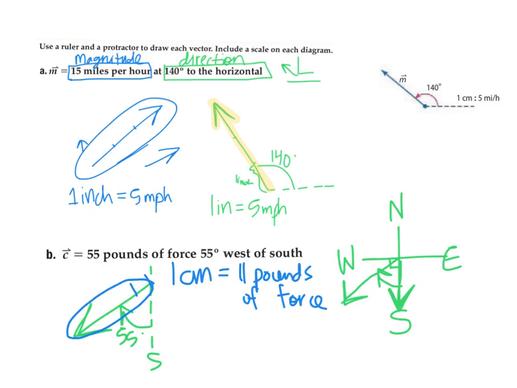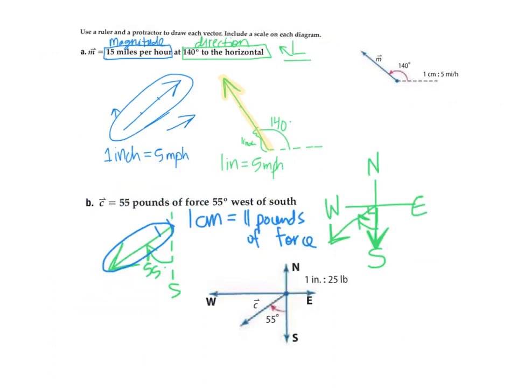The textbook decided to use a different scale for this problem. This is the scale that the textbook decided to use for the 55 pounds of force, 55 degrees west of south. With their scale, they're choosing to say 1 inch is equal to 25 pounds. So their line is a little bit more than 2 inches long. A little bit more than 50 pounds, it would be 55 pounds. So that's what the vector should look like.